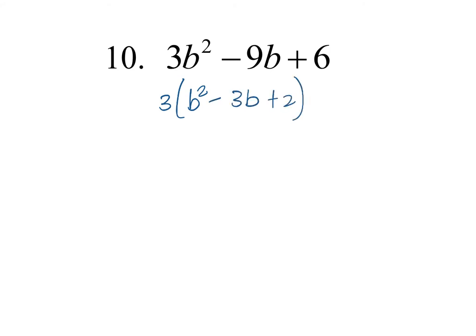How did I end up with that? Well, I divided everything by 3. So now the 3 is factored out, and I'm just going to worry about factoring the trinomial behind that, the b squared minus 3b plus 2. Okay, so that GCF, it just goes in the front.